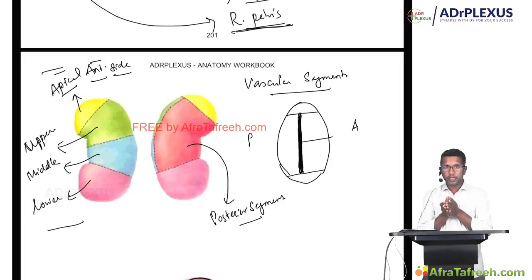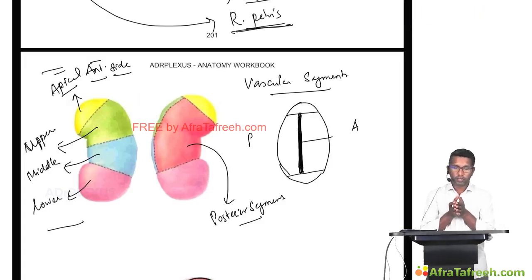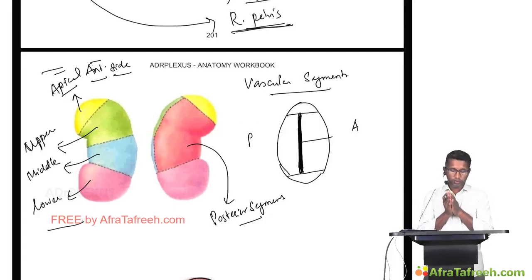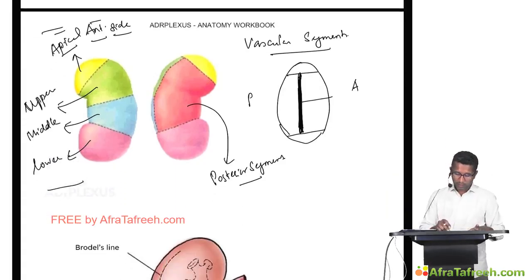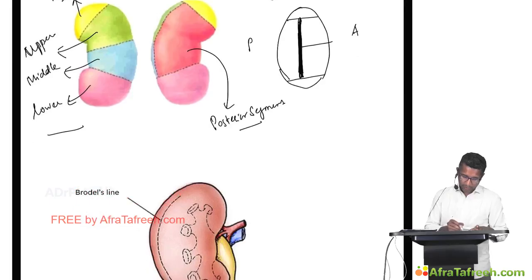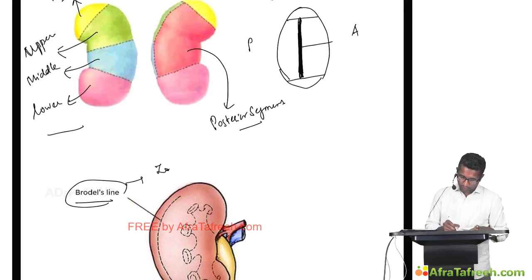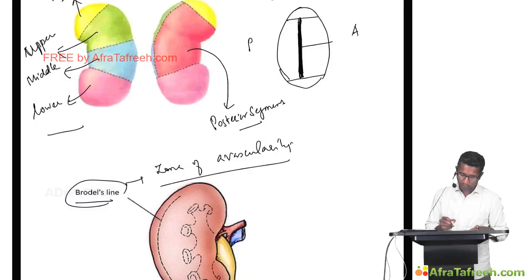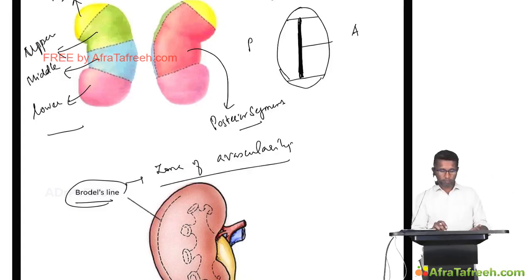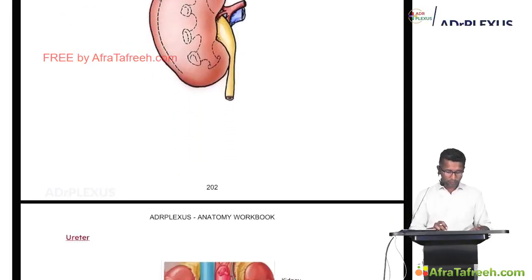If you want to do any surgeries, like a nephrostomy, or open up the kidney and remove stones, if you want to go inside the kidney, this is a relatively better zone to handle because it is relatively avascular. This zone is marked by a line called Brödel's line. So Brödel's line represents a zone of avascularity. That is the importance of Brödel's line.